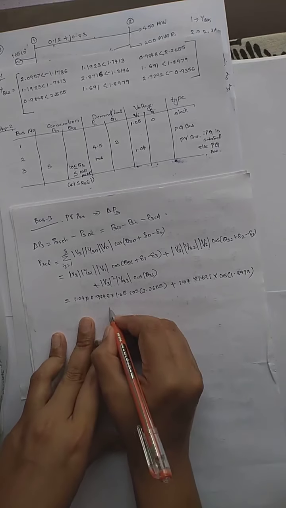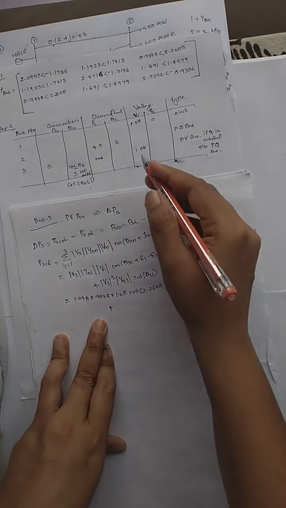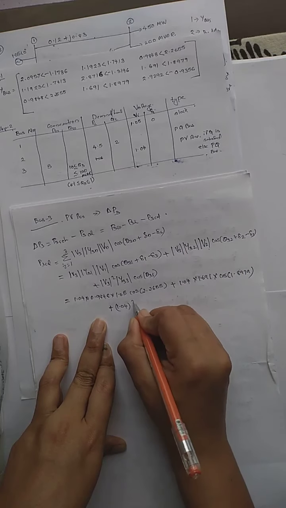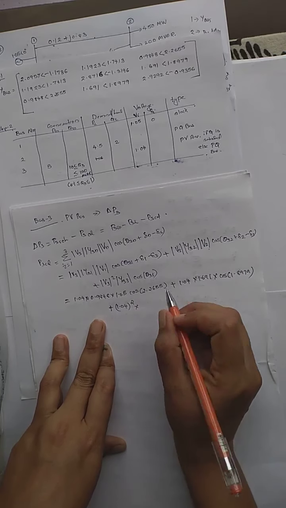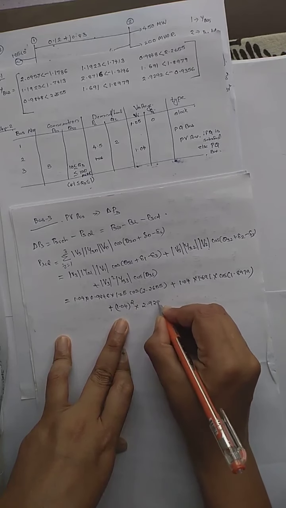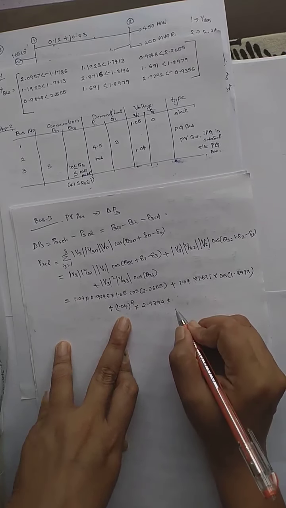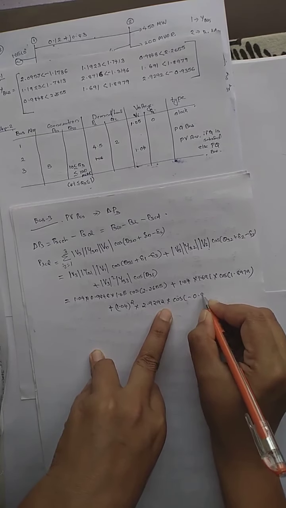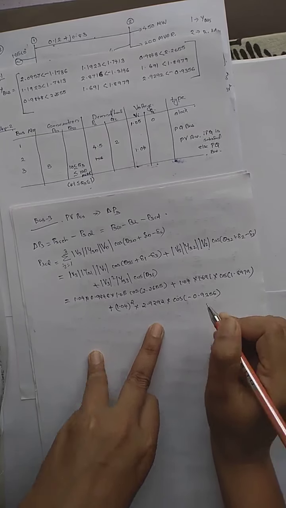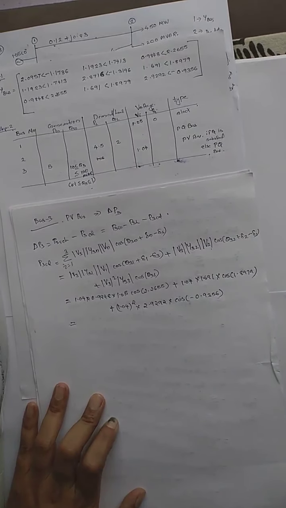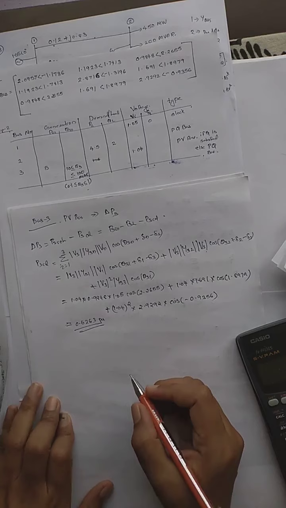1.8979, plus V3 square value, it is 1.04 square, into what is Y33, which is 2.9292, into cos theta 33, that is cos of minus 0.9356. You do it in the calculator and you will get the value. So the value I got is just 0.063.